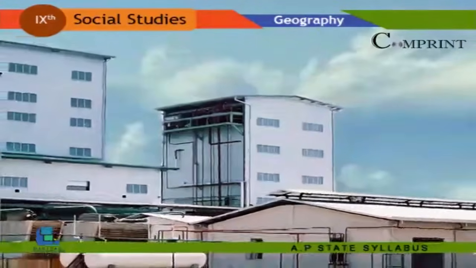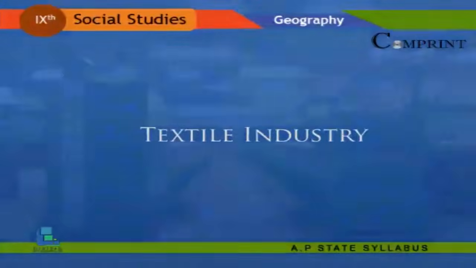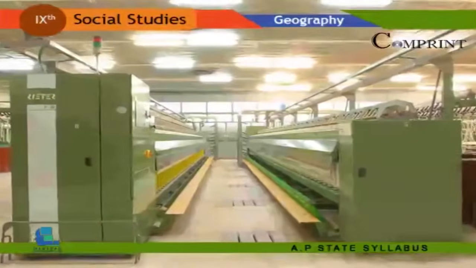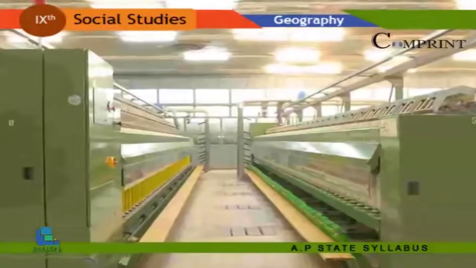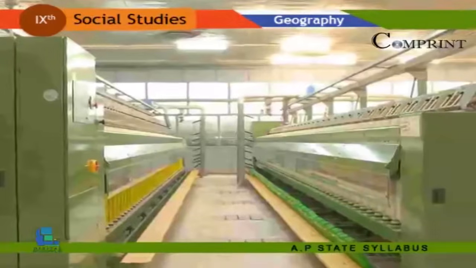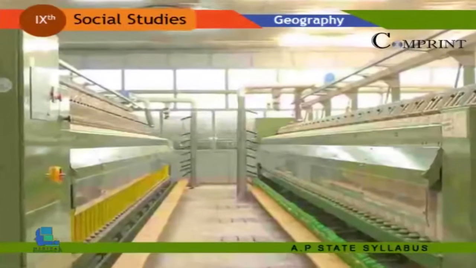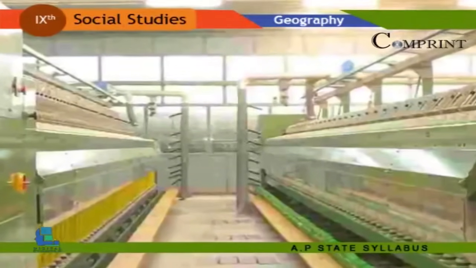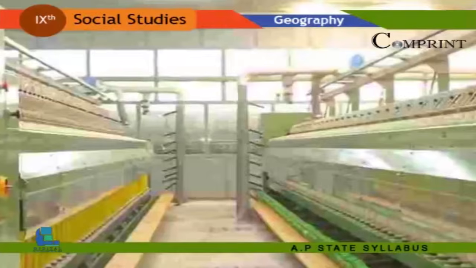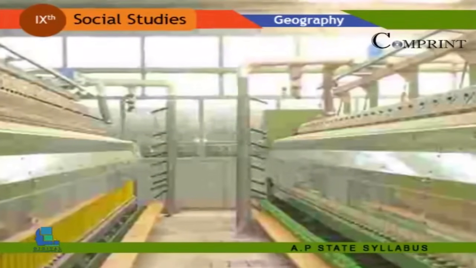Agro-based industries. The industries which are based on agricultural products are called agro-based industries. Textile industry. The textile industry occupies a unique position in the Indian economy because it contributes significantly to industrial production, employment generation, and foreign exchange earnings. It contributes 4% towards GDP. It is the only industry in the country which is self-reliant and competitive in the value chain, from raw material to the highest value-added products.